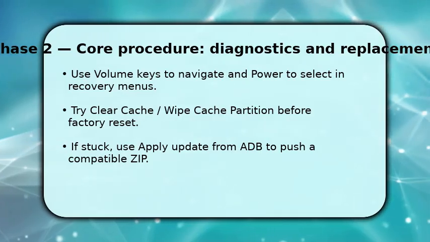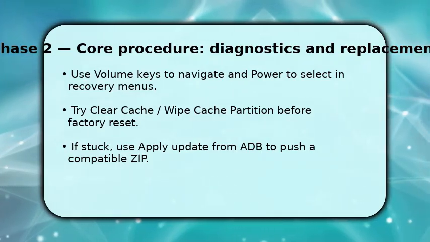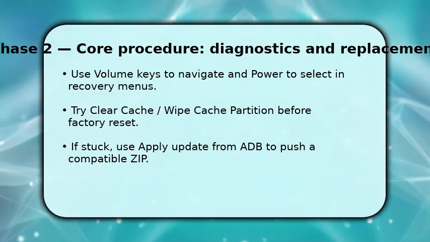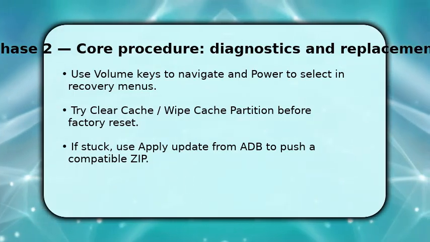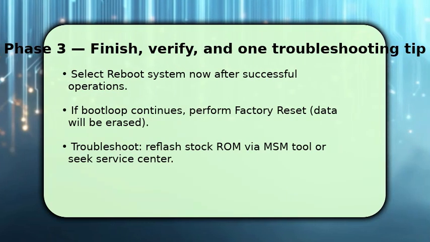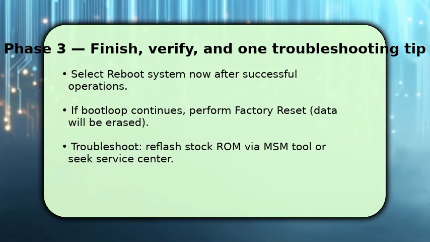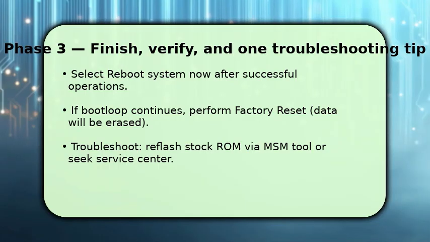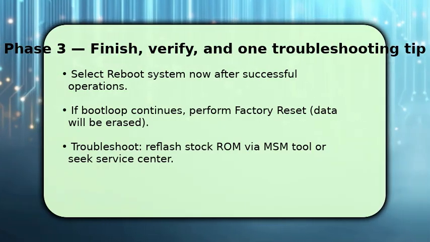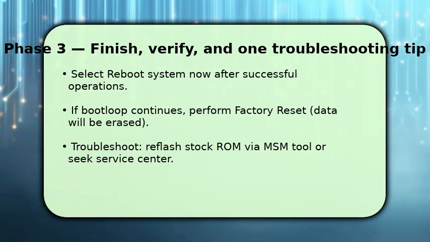Once the operation completes, return to the main menu and prepare to reboot. Finish by choosing Reboot System Now and observe the boot. A successful repair shows the Oppo logo, then home screen. If the device stays in a boot loop, perform a factory reset from recovery. This erases user data but often resolves deep faults.